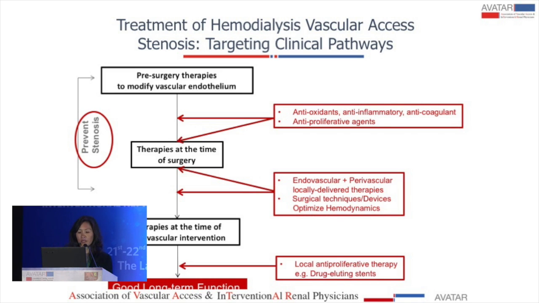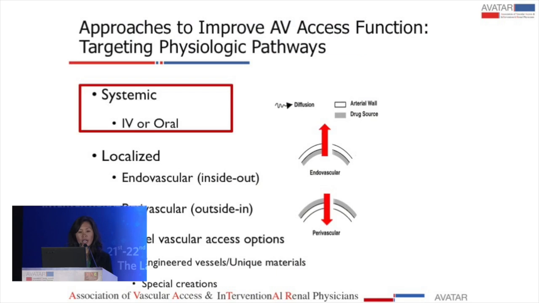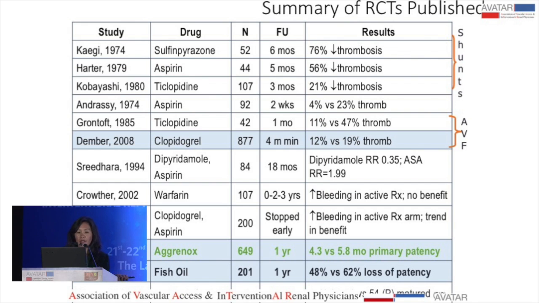And hopefully this will prevent stenosis, and if not, then we have therapies at the time of intervention of the stenosis, such as local antiproliferative therapies, for example, using drug-eluting stents, and again, hopefully this will give us good long-term function. So now that we have these different options, let's really quickly take a look at systemic options, and I'm going to cover this in one slide.